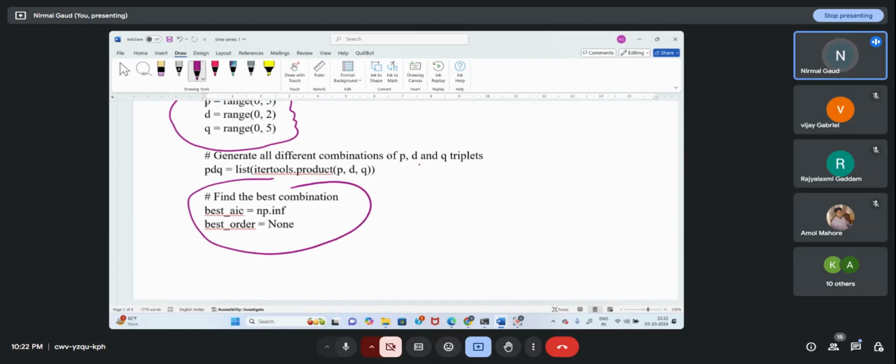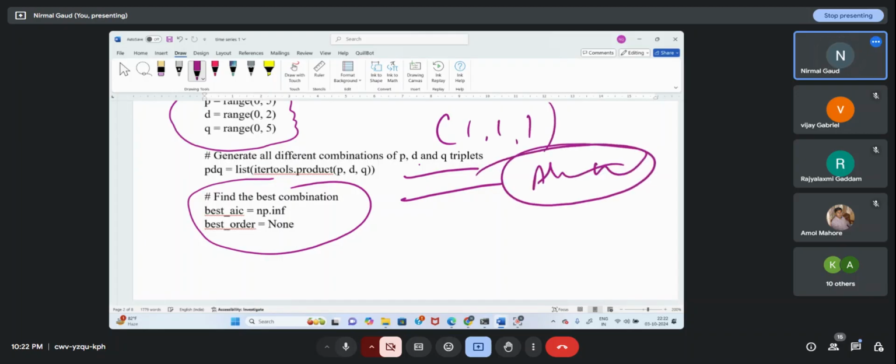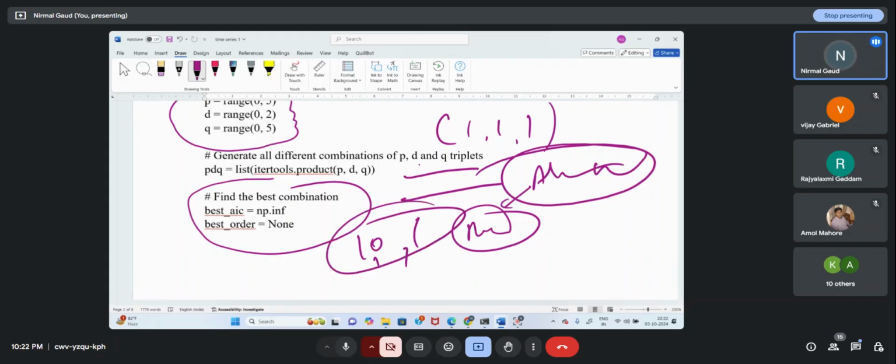Though I haven't tried to find the best one, I do put in random values. Let me tell you frankly. These are the triplets. Sometimes I put 1 1 1 and train my ARIMA model. Sometimes if I'm not getting the correct time series predictions, then I try 1 0 1. I try things from my side to check. Here, this iteration tool will generate different combinations, and you can try them.